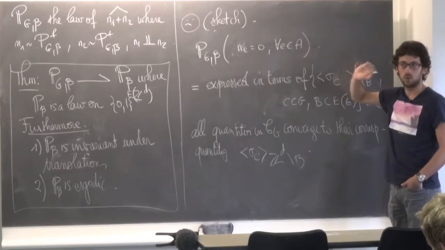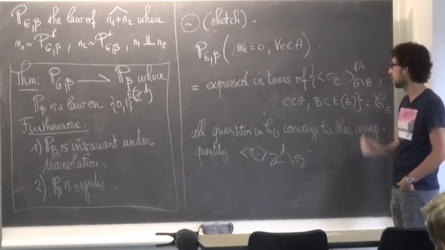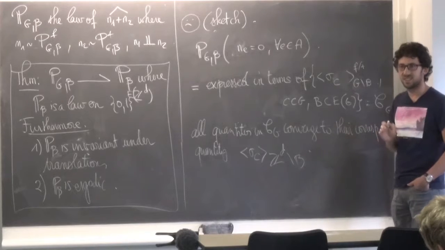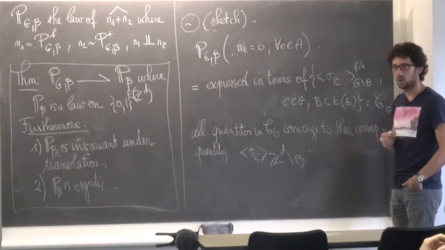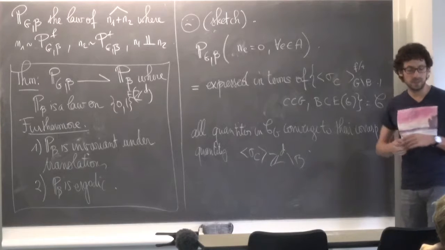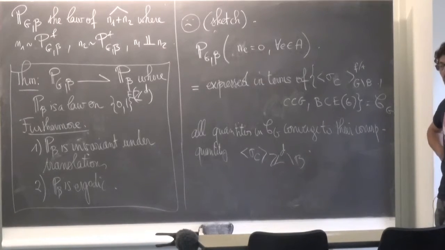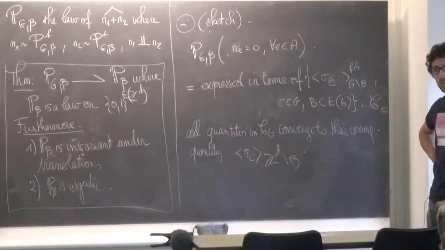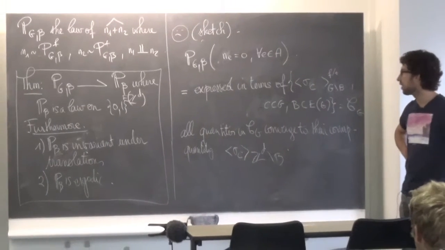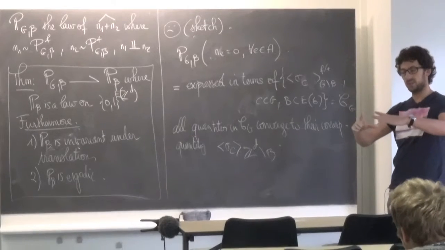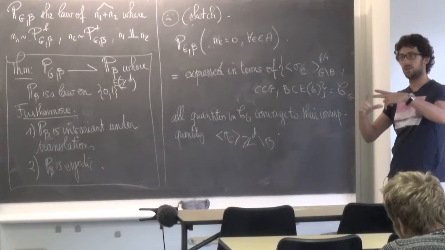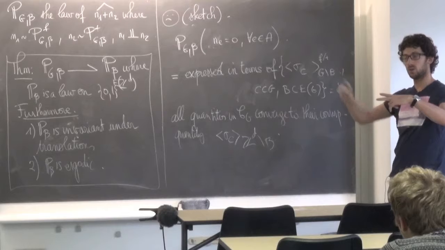So this will give you translational invariance. Then for the ergodicity, you need to be a little bit more careful, and you need basically to use the same type of idea that you were using for the random cluster model. So when you look at the ergodicity, you are going to look at a set A which depends on finitely many edges.